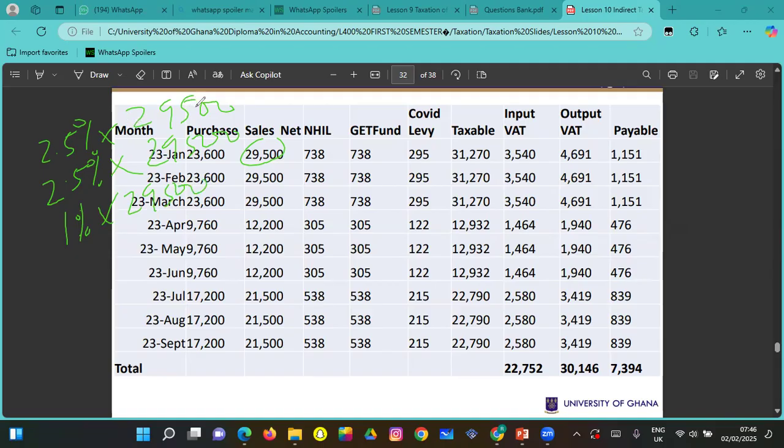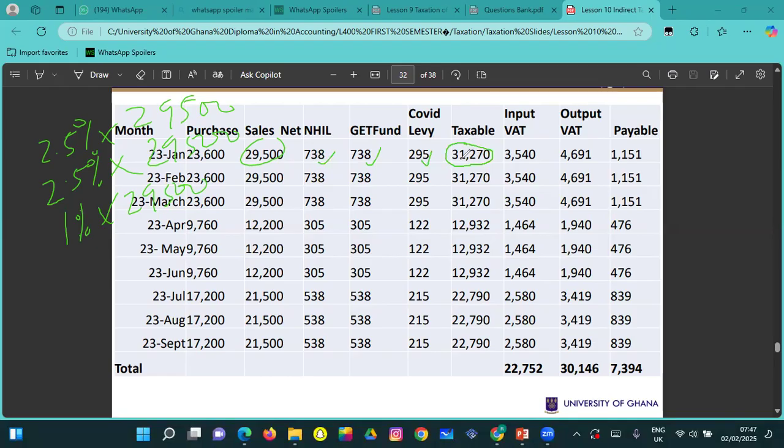So when you calculate 2.5% for NHIL, you are going to get 737.5, which is approximately 738. And when you calculate 2.5% for the Get Fund, you get the same thing. And then 1% for COVID, you are going to get this. So when you add the sales plus the NHIL plus the Get Fund levy plus the COVID levy, you are going to get your taxable output, your taxable amount.